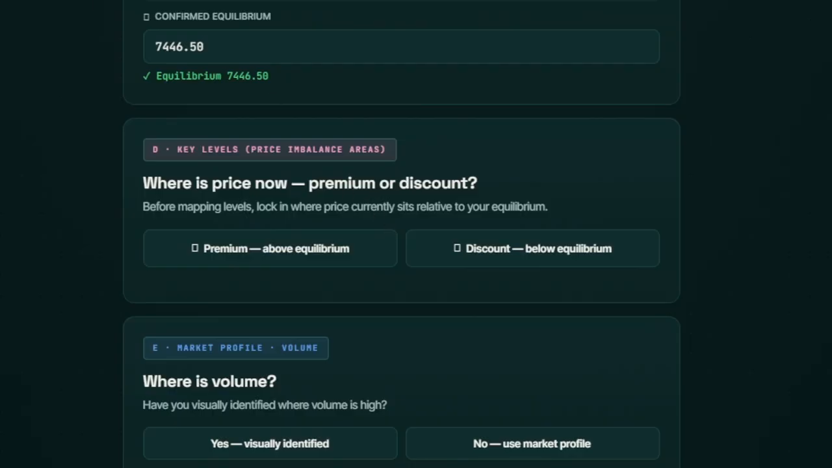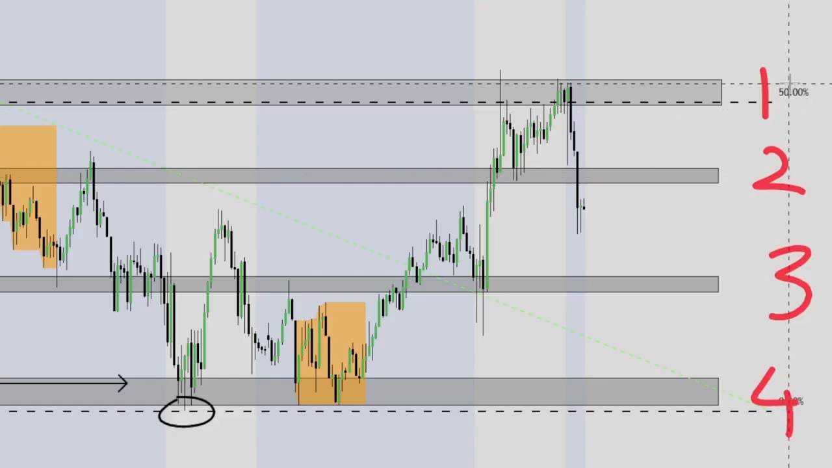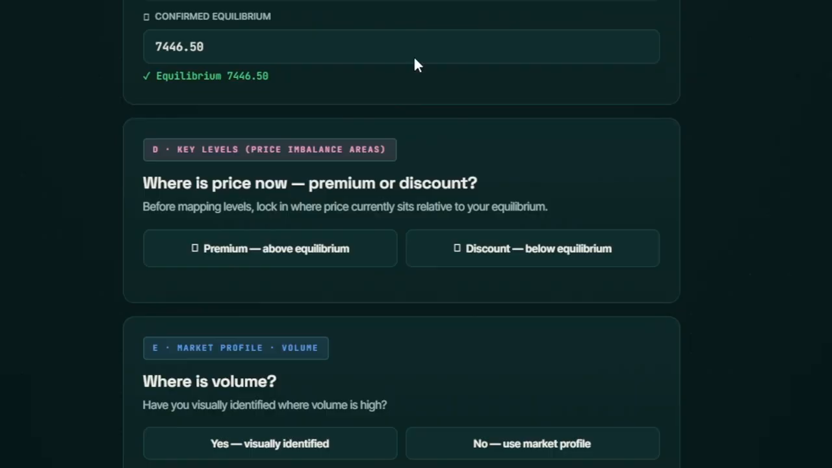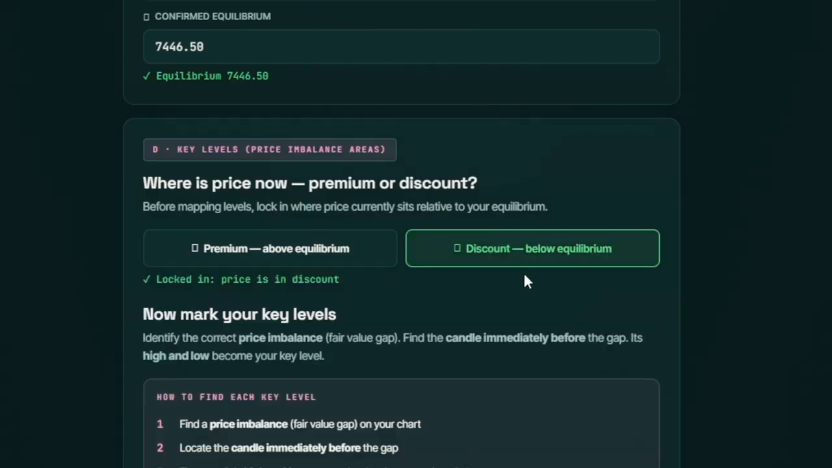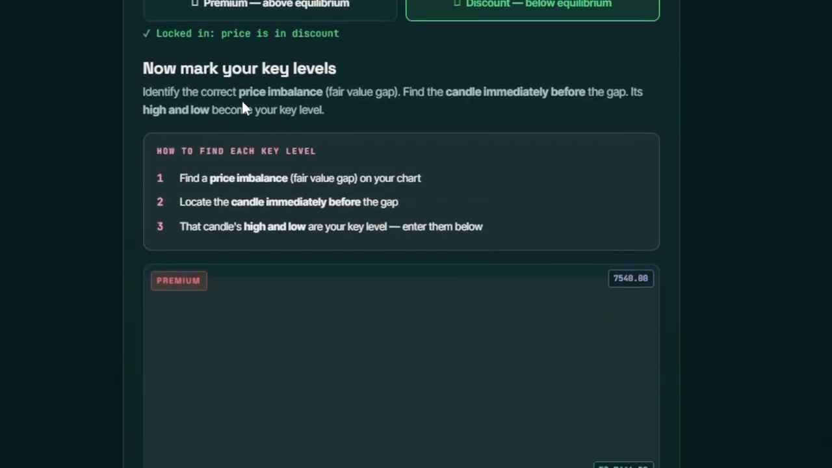Okay, 74.10. Let's see what the application forces us to do. So are we in discount or are we in premium? Well, we're below the 50%, so we are in discount by definition. So below the equilibrium.